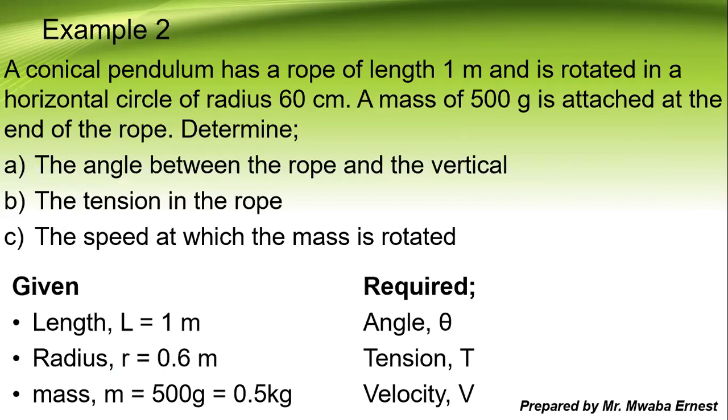So what have we been given? The length of the rope, 1 meter. The radius has also been given, 0.6 meters. The mass of the rope, 500 grams. But this should be converted to kgs, meaning you need 1,000 grams to make 1 kg. So when you divide this number by 1,000, what you will have is 0.5 kg. This is the information which we've been provided with. So what are we required to find? We're required to calculate the angle theta, the tension T, and the velocity v.